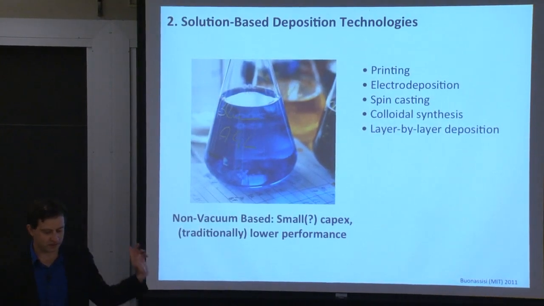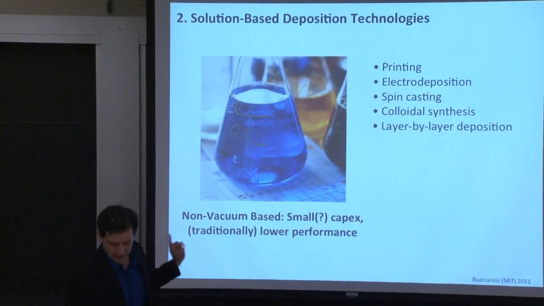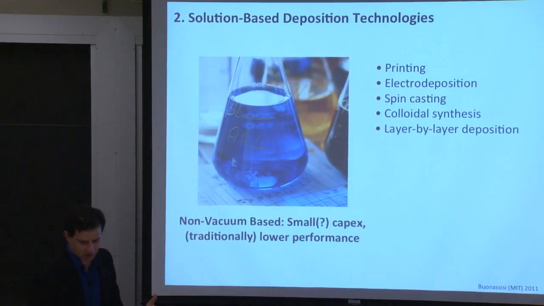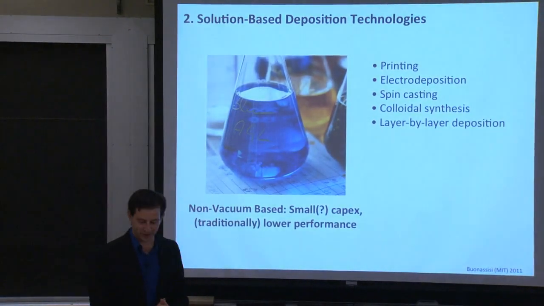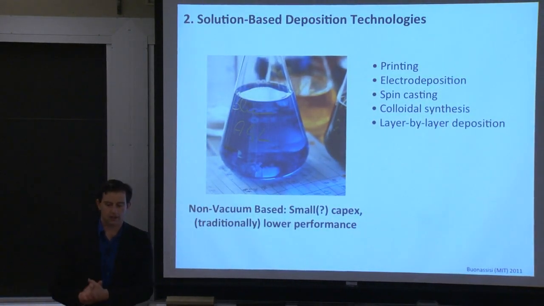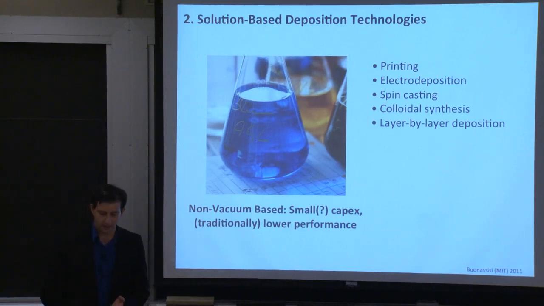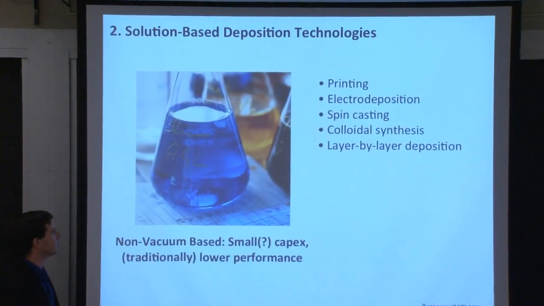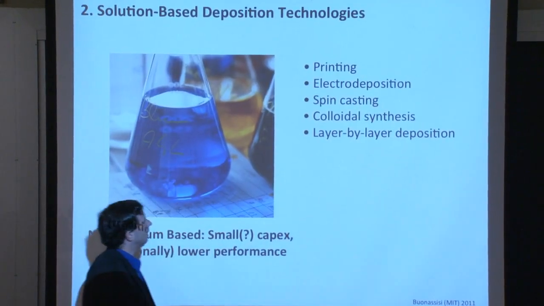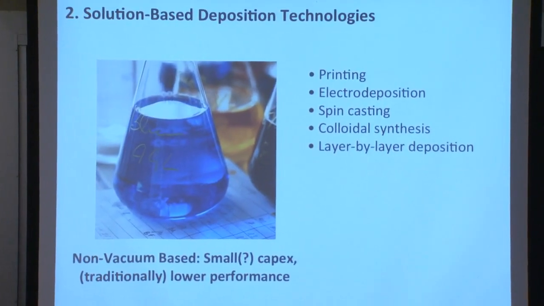So as you could guess, each of those different deposition techniques is favored for specific material systems. And we shouldn't forget, as we talk about all these fancy vacuum equipment that look nice and cool as you walk through the labs and you see these big stainless steel chambers, we shouldn't forget about the simpler, lower cost, lower thermal budget, lower capital equipment cost techniques, the solution-based deposition methods. And these involve printing. They involve electrodeposition, spin casting, colloidal synthesis, layer by layer deposition developed here at MIT, and other technologies as well.